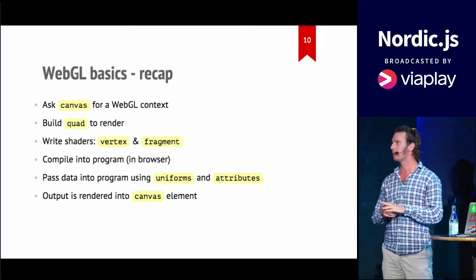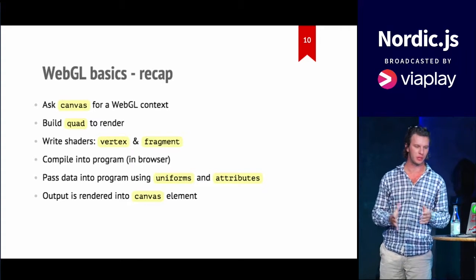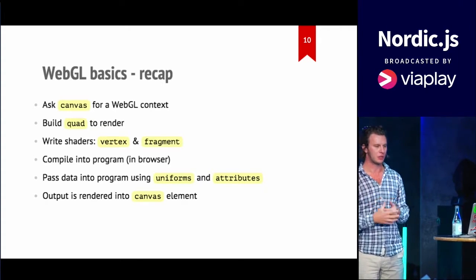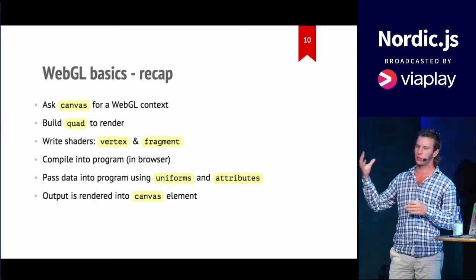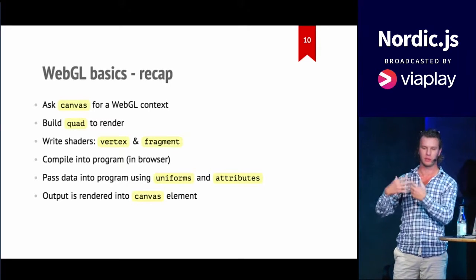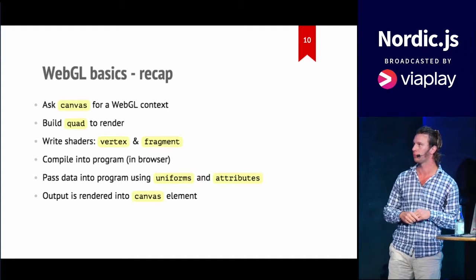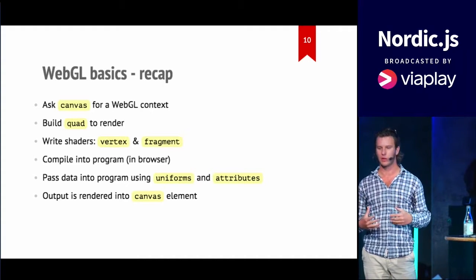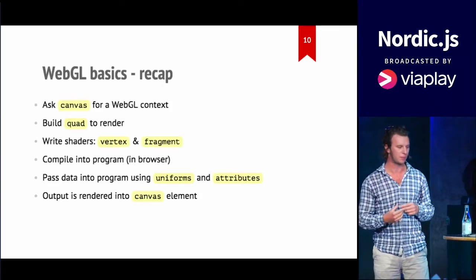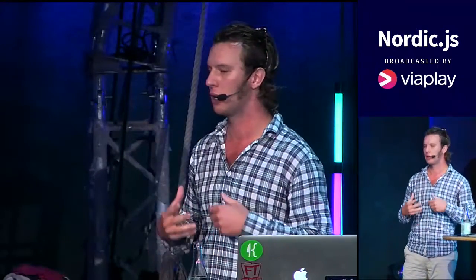OK, so to recap, to draw something with WebGL, we need to get a canvas, ask it for a WebGL context. Once we have that context, we upload what we're drawing, so in this case, a quad. Then we write two shaders, which describe how we're going to draw that thing. We compile these in the browser, and then we control them using uniforms and attributes. And finally, this is just rendered to our canvas element.